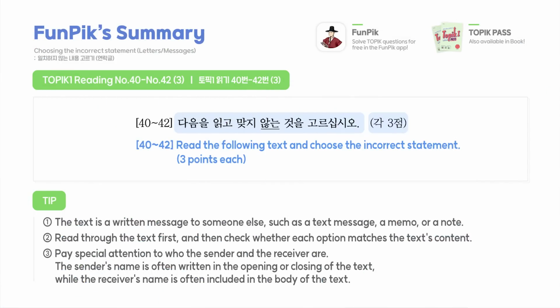Alright guys, let's wrap it up here. It is review time. You can take a screenshot of this. Question type 9 is about choosing the incorrect statement. And the tips. The text is a written message to someone else in the form of a text message, a memo, or a note. Read through the text fast, go through each option, mark it as true or false, and choose the false option. Pay special attention to who the sender and the receiver are, and use the hint in terms of the location of the names with regards to the body of the text.